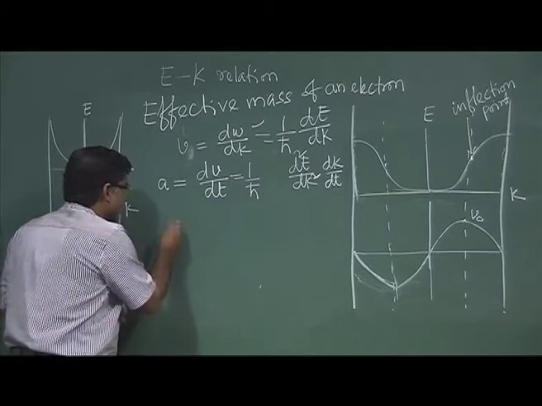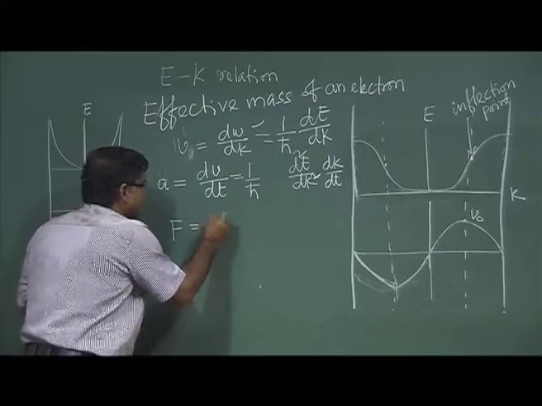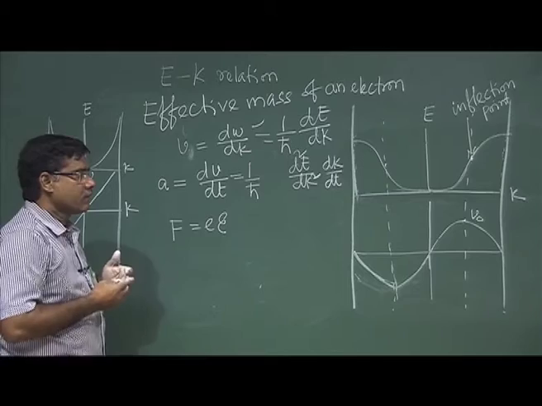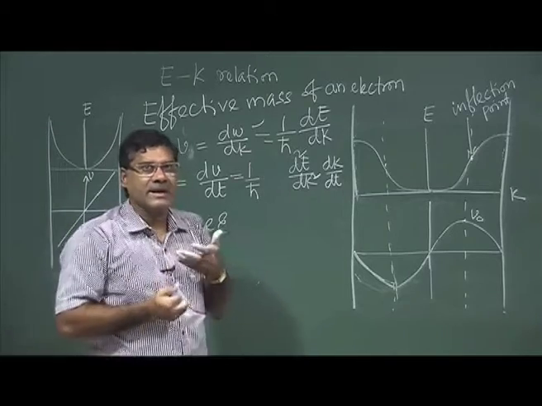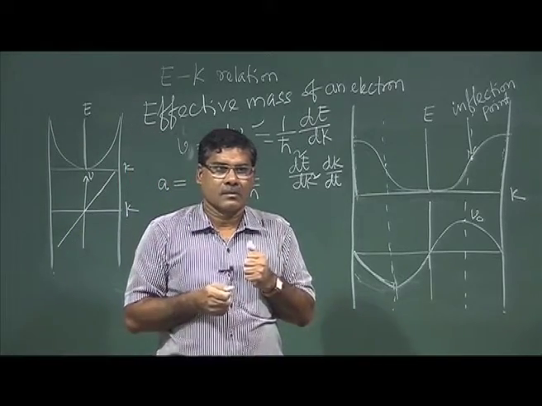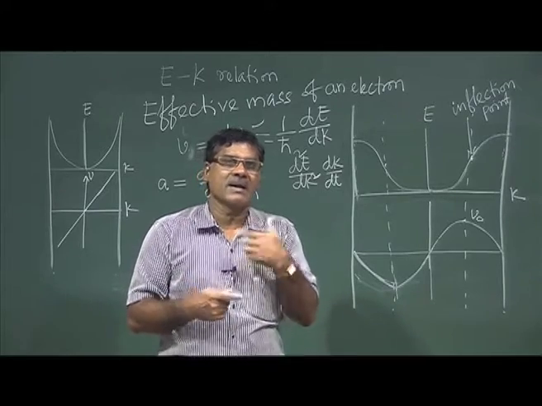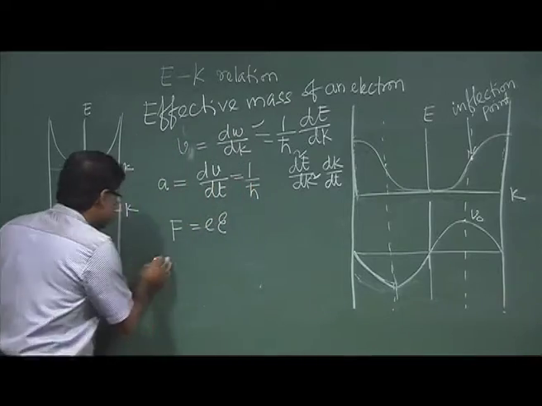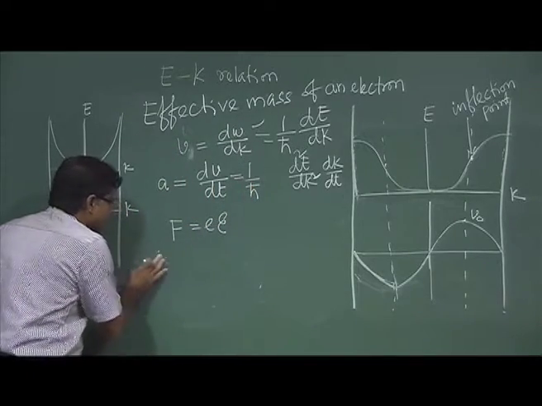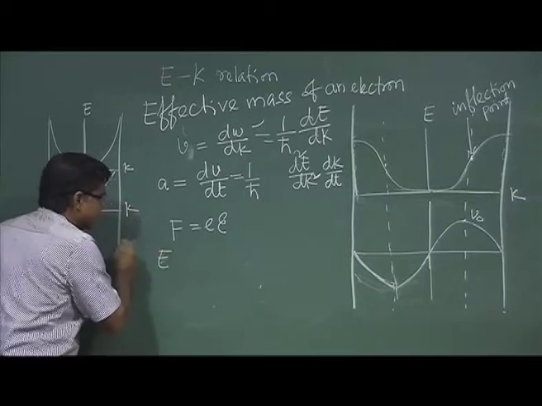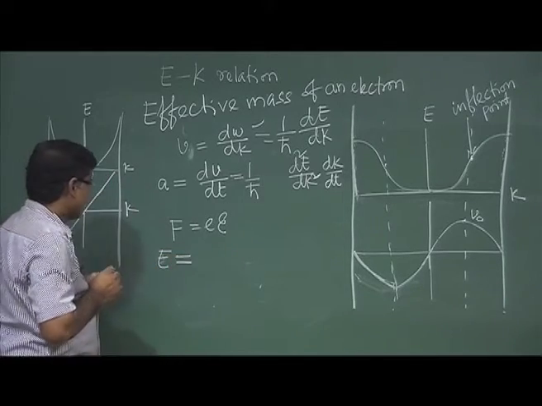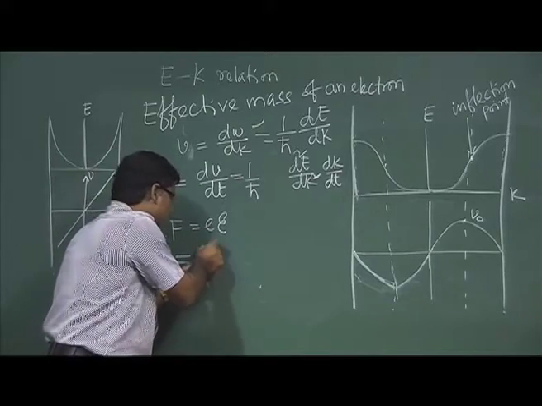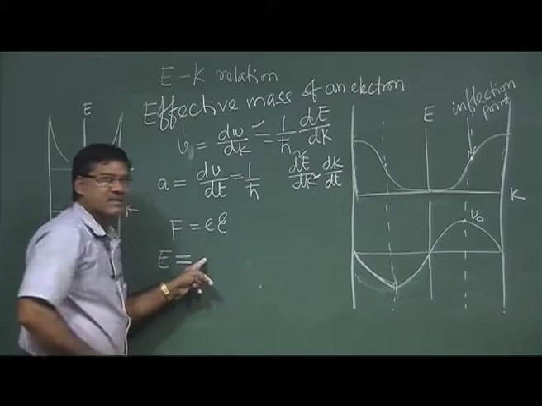It will feel a force of how much? F equal to eE, that electric field, right. Now, that electron will gain energy that will be equal to the work done by the external electric field on that electron, right. So, work done is basically that energy E equal to force into the distance traversed due to that force.